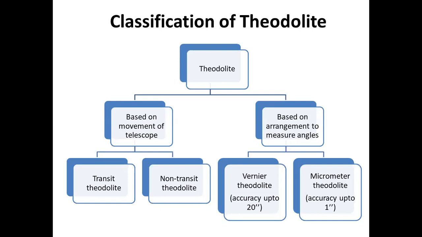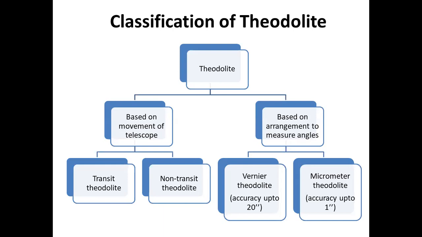So first of all, transit theodolite. In this theodolite, the telescope can be revolved through a complete revolution about its horizontal axis in a vertical plane. In detail, we will discuss in the next slide, right? And the non-transit theodolite. What is non-transit? The telescope cannot be revolved through a complete revolution in a vertical plane, right? It's called non-transit theodolite. And the next are vernier theodolite and micrometer theodolite.